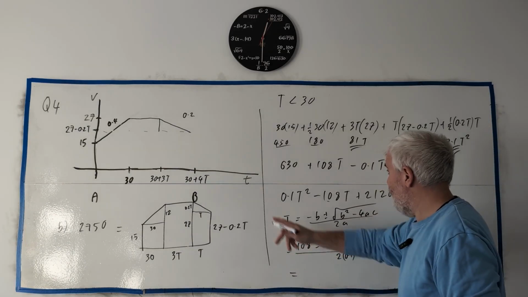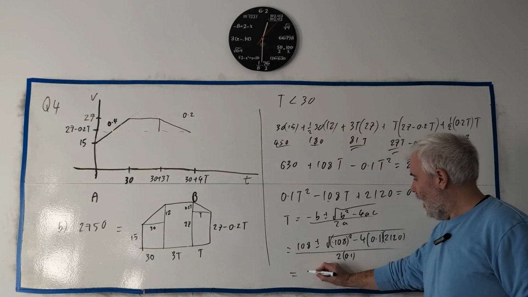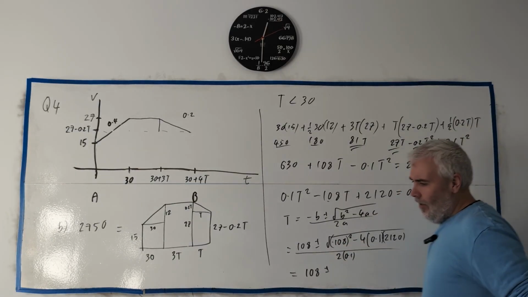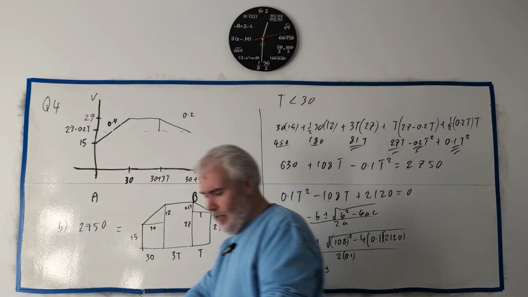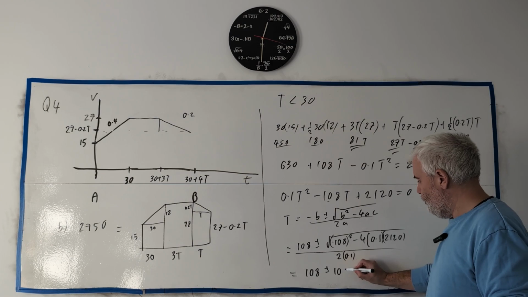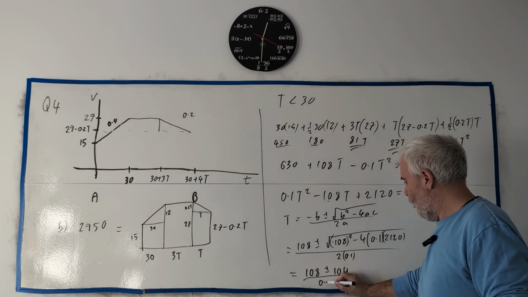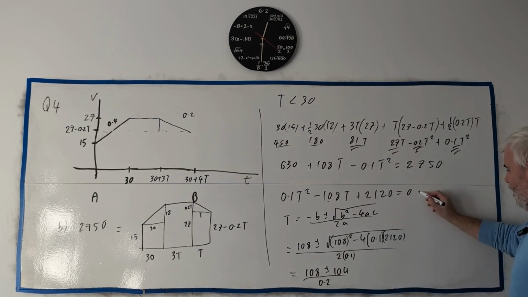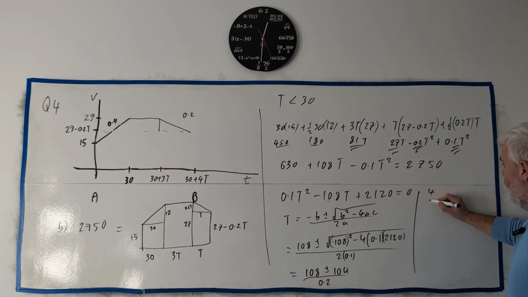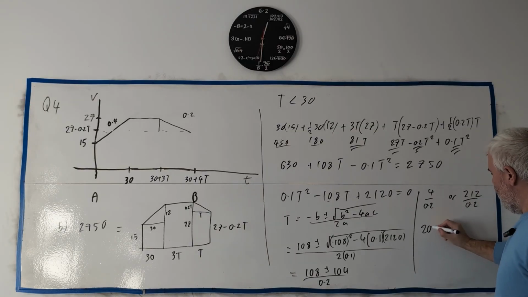Clean this up. I'll have to use a bit more room over here. We'll get 108 plus or minus... put all this into a calculator. It comes out evenly. It comes out as 104, divided by 0.2. Can I squeeze all this in? I think I can. So that means this turns out to be 4 over 0.2, or it turns out to be 212 over 0.2. That's just 20.